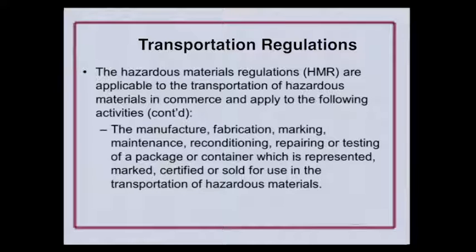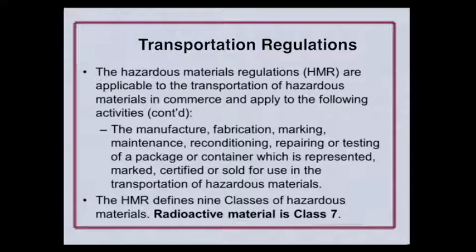Now, as I said, HMR covers everything. There's 9 classes. Radioactive material is class 7. That's where we deal. That's what we're going to talk about. If you are interested, you can go to one of the links I provided you there, and you can see how it classifies it out as far as the other 8 classifications. But we are class 7. Radioactive materials is class 7. Did I say radioactive materials was class 7? Okay. I just wanted to make sure. It's important to know.